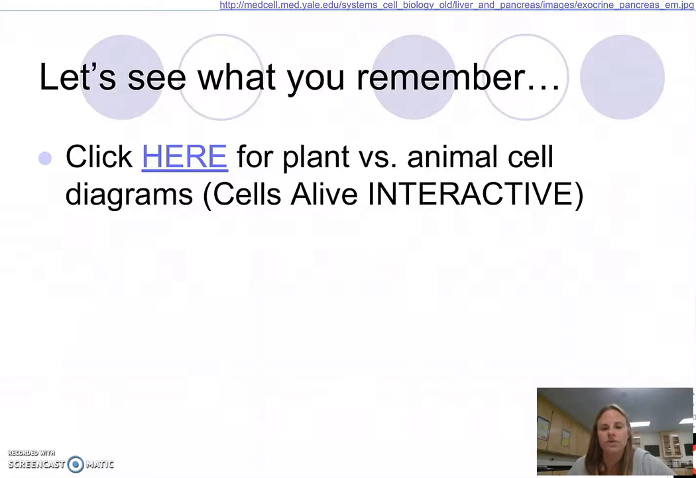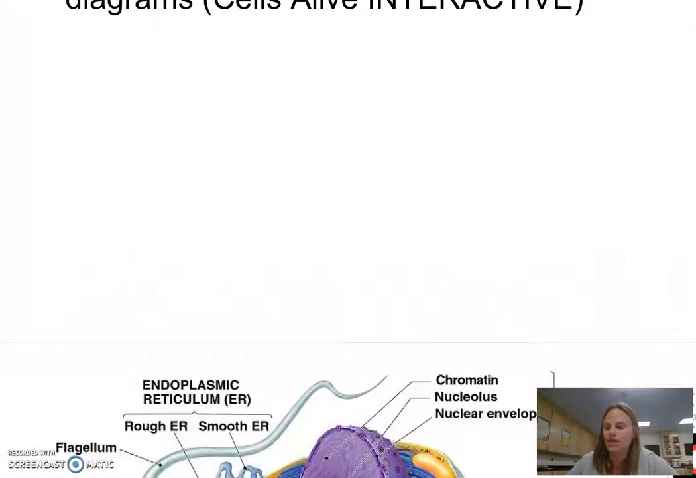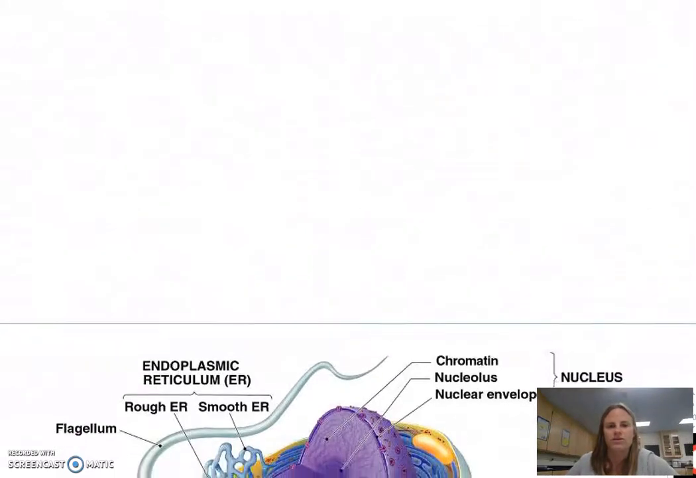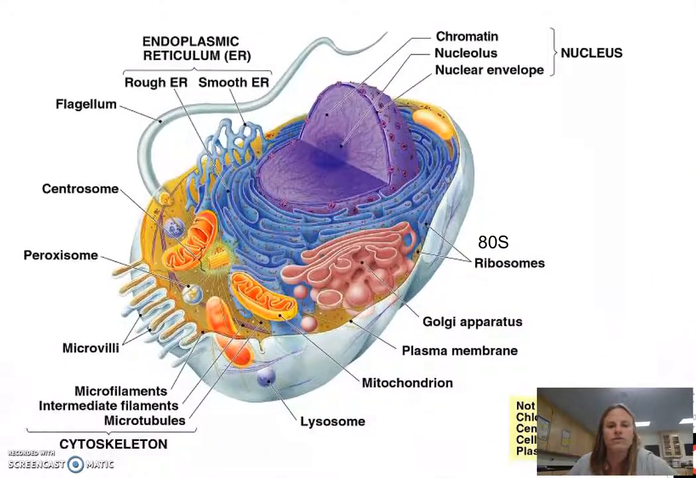From living environment, you should remember that there are some distinguishing features between plant and animal cells. So if you click here, you'll get to Cell Alive Interactive, and you can test yourself as far as how much you remember from plant cells versus animal cells. So here we have an animal cell.